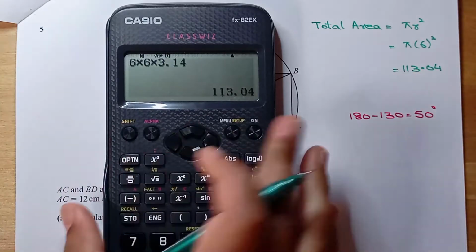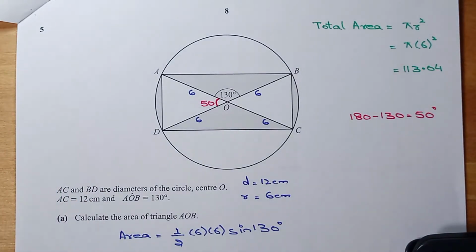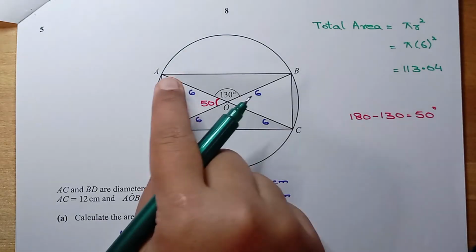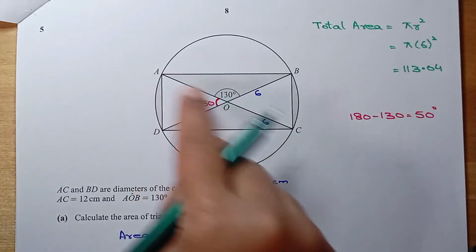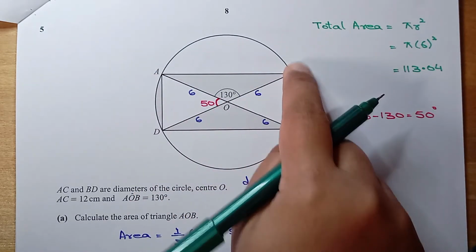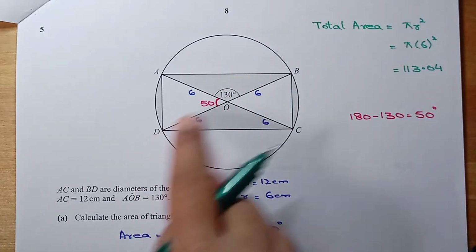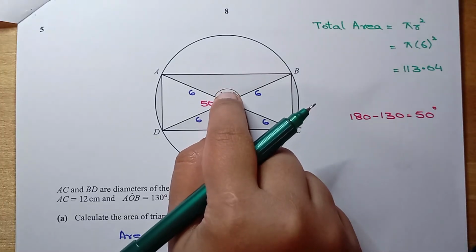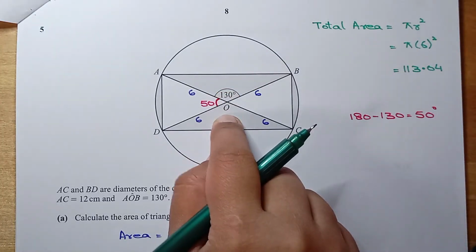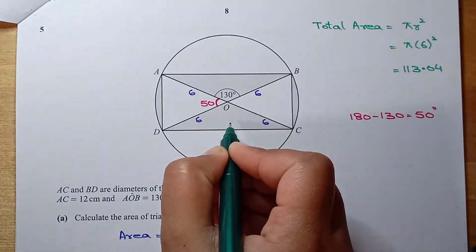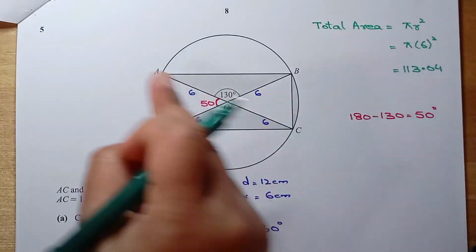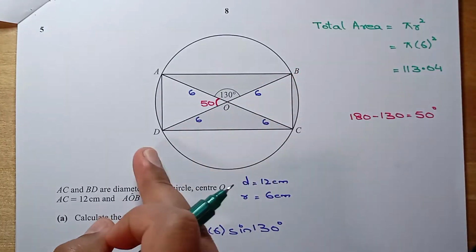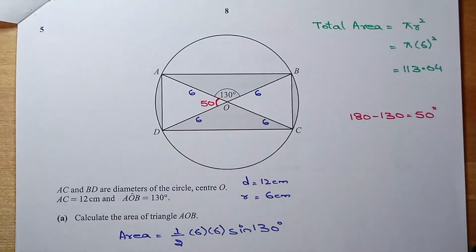That is the total area, right? Now let me find the shaded area. So which portion is shaded? As you can see, the triangle AOB is shaded, and the triangle DOC is shaded, right? So this angle is 130. This is also 130 because these are vertically opposite angles. So the area of the triangle AOB is exactly the same as the area of the triangle DOC, right?